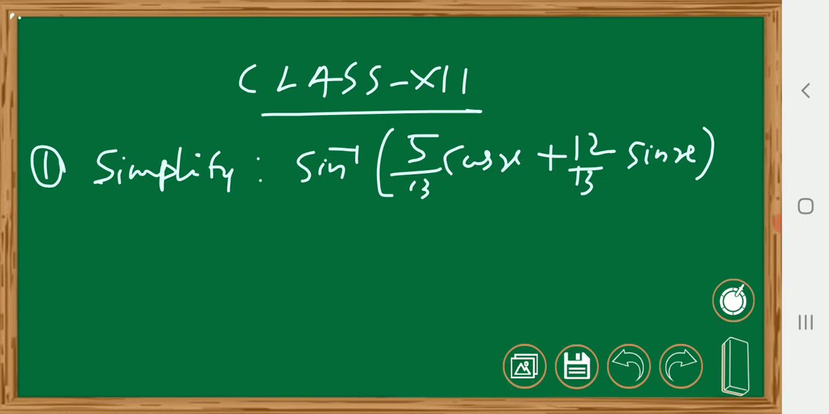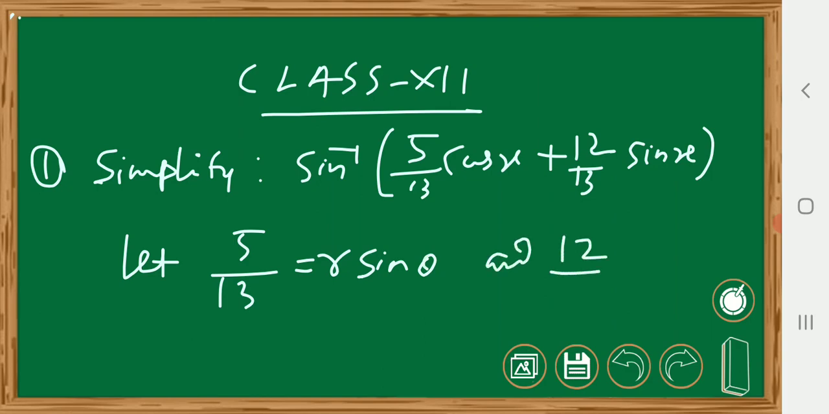In the first question, it is given that simplify sin inverse (5/13 cos x + 12/13 sin x). Okay. So, in this type of problem, we express this 5/13 as r sin theta and this 12/13 as r cos theta. Okay. So 5/13 as r sin theta and 12/13 as r cos theta.